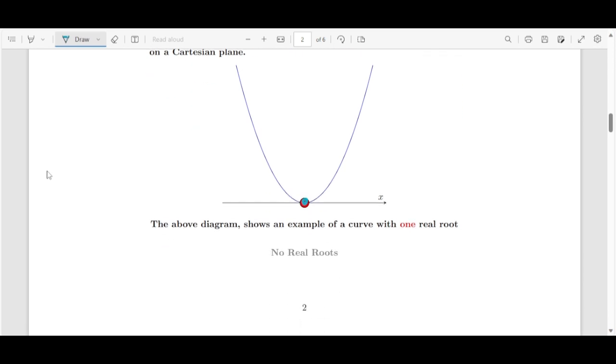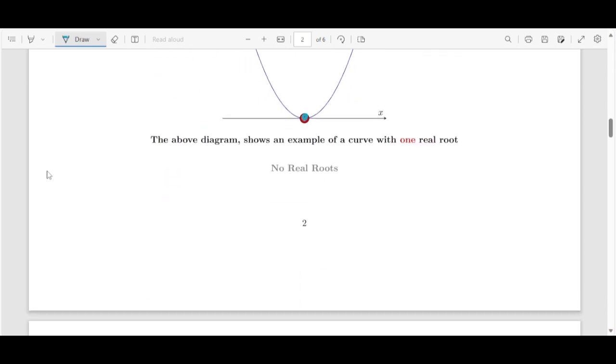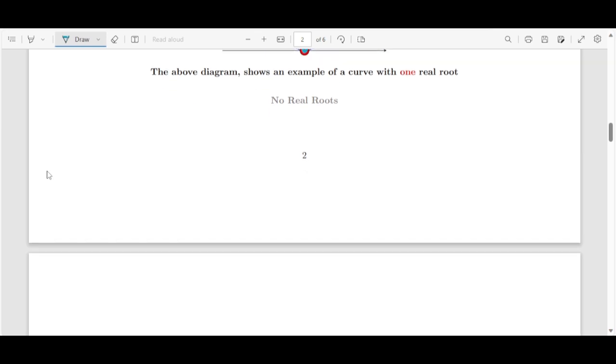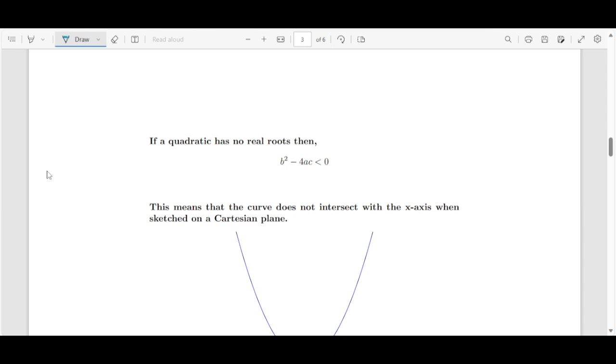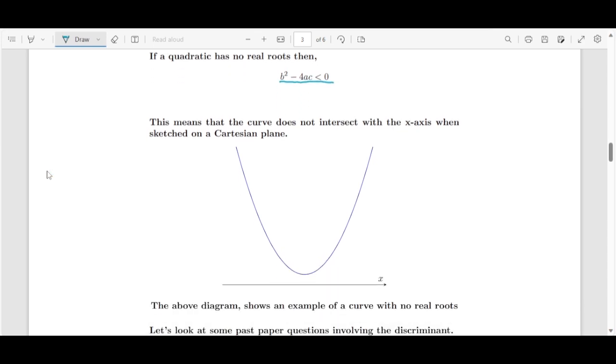And the third and final scenario is where the quadratic is said to have no real roots. You may hear this being referred to as it having imaginary roots. That is the same thing. It has no real roots, or it has imaginary roots. If a quadratic has no real roots, then the discriminant, b squared minus 4ac, is said to be less than 0. And when you sketch this on a Cartesian plane, you notice that the curve will not intersect the x-axis.